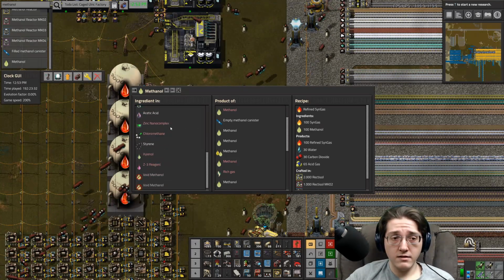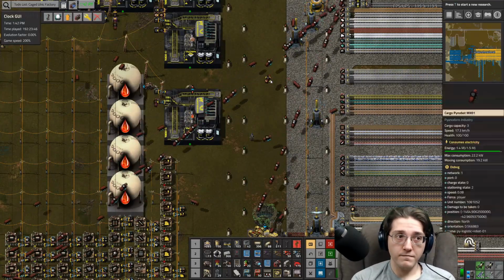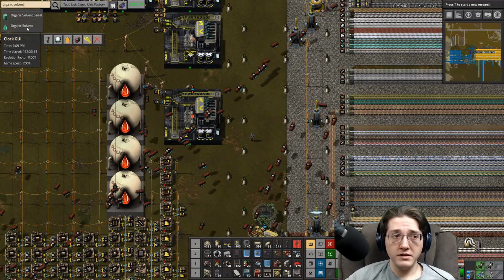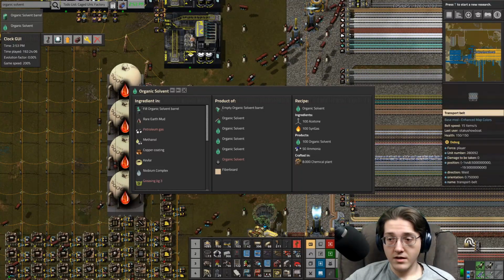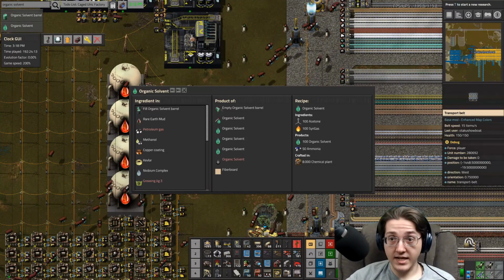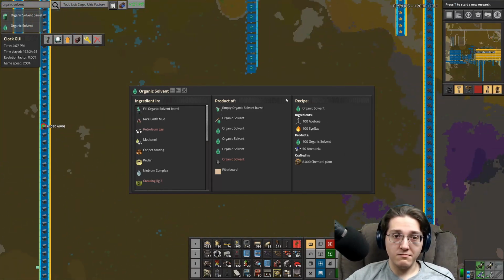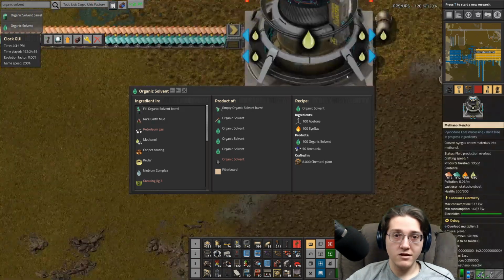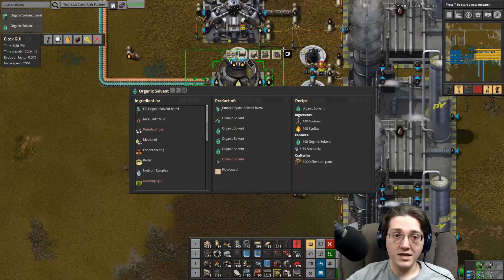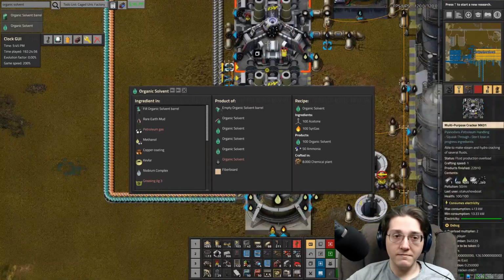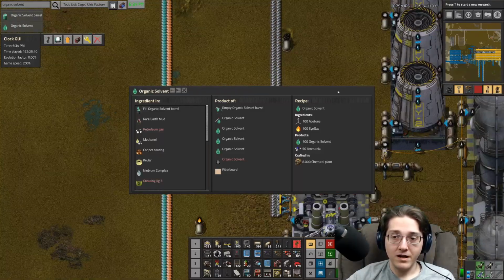Now, the organic solvent and ammonia. Here's the thing with the organic solvent and ammonia: this recipe exists. Copper zinc is probably the easiest. Yes, it is the easiest, and that's why I'm doing it for my rubber production right now. My current rubber production does the methanol with copper zinc, and the styrene processing has ammonia through that recipe.